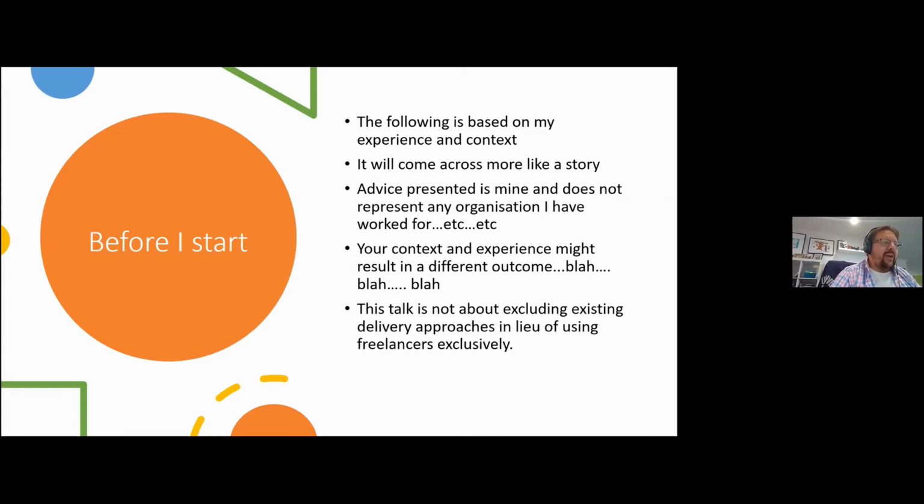The other thing I want to say is this talk is not about excluding existing development approaches in lieu of freelancers exclusively. What it's about is whether it can complement what you do. That's the objective, and those are the things I want to start with.